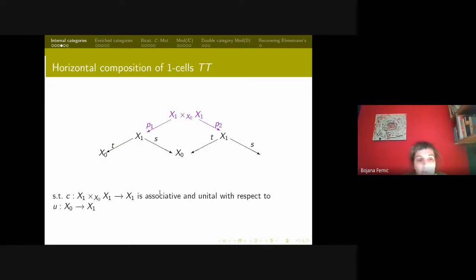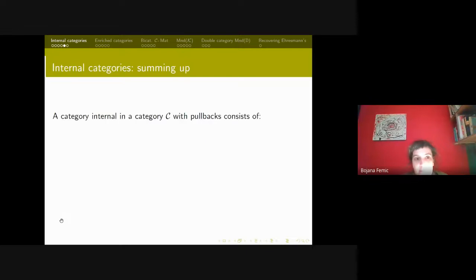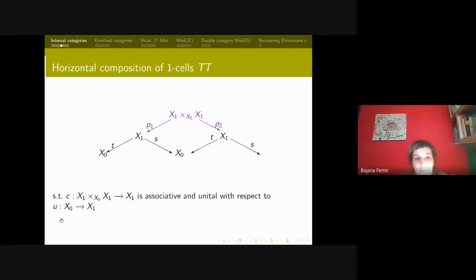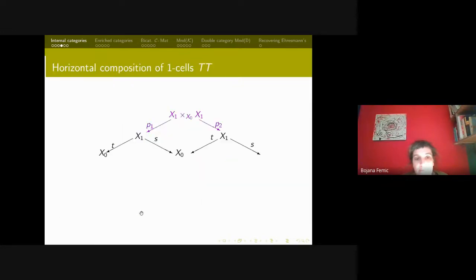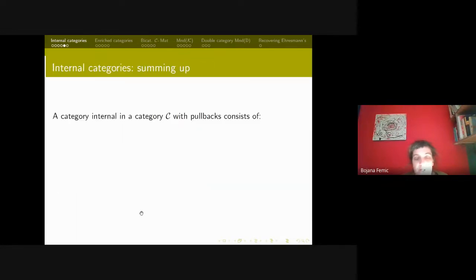Okay, and we also require that C, the composition on the pullback, should be associative and unital with respect to that morphism U. And now also from the commutativity of the diagrams for the two cells mu and eta, we also have these compatibilities. Okay, these here. Okay, so sorry, let us sum up.